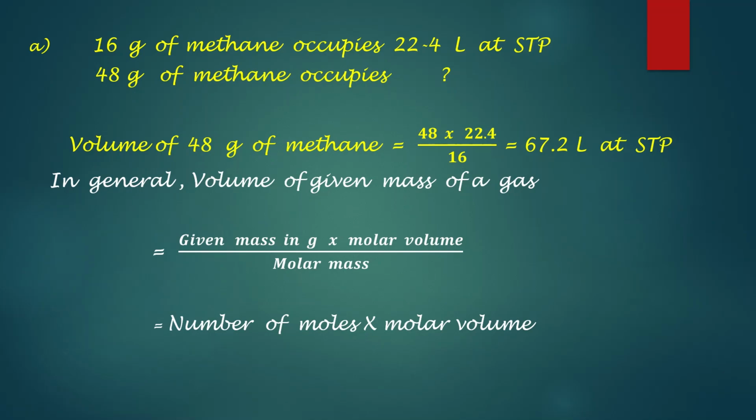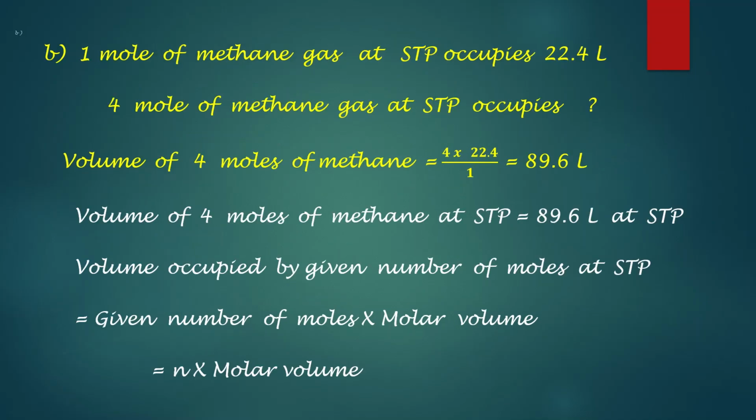Okay. Now remember this formula. Okay. Now take the next part of the problem. You know that 1 mole of methane gas at STP occupies the molar volume, that is 22.4 liter. So 4 moles of methane gas at STP occupies how much volume? Okay. So volume of 4 moles of methane gas equal to 4 into 22.4, that is equal to 89.6 liters. Okay. Here the volume of 4 moles of methane gas at STP equal to 89.6 liter at STP.